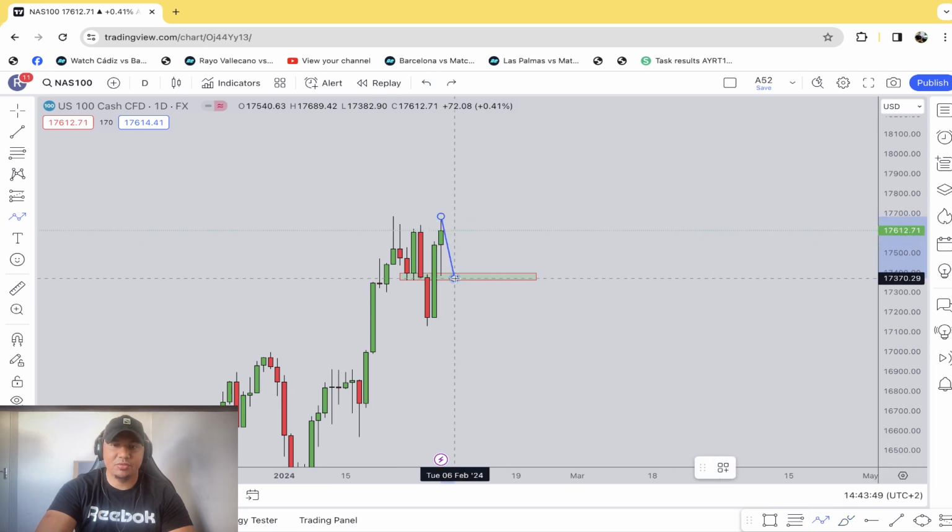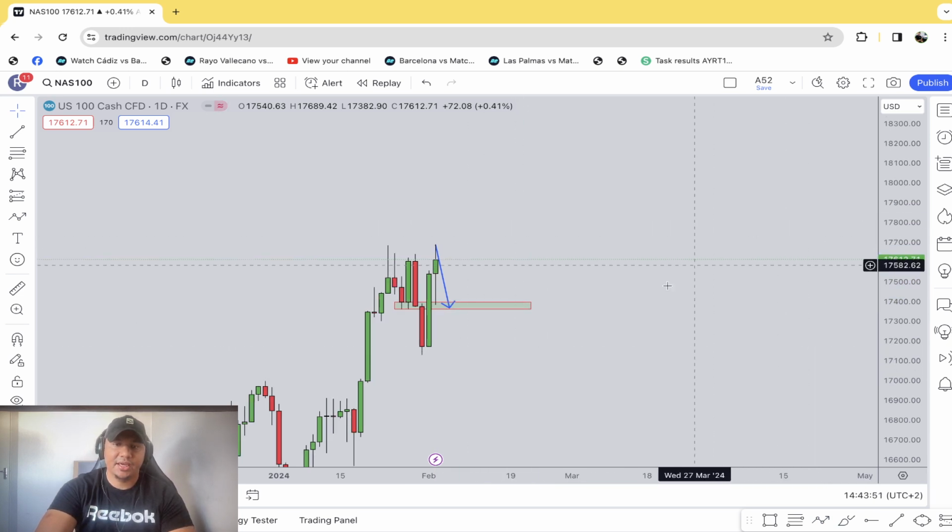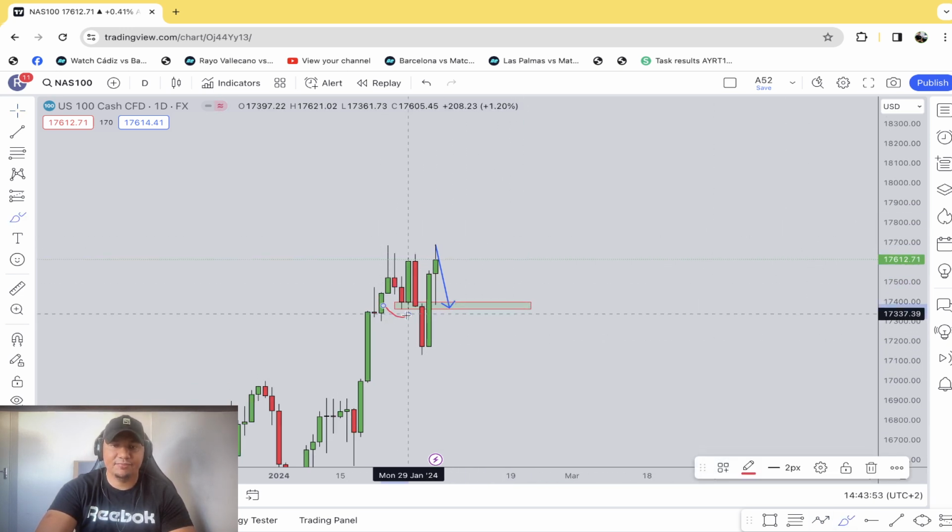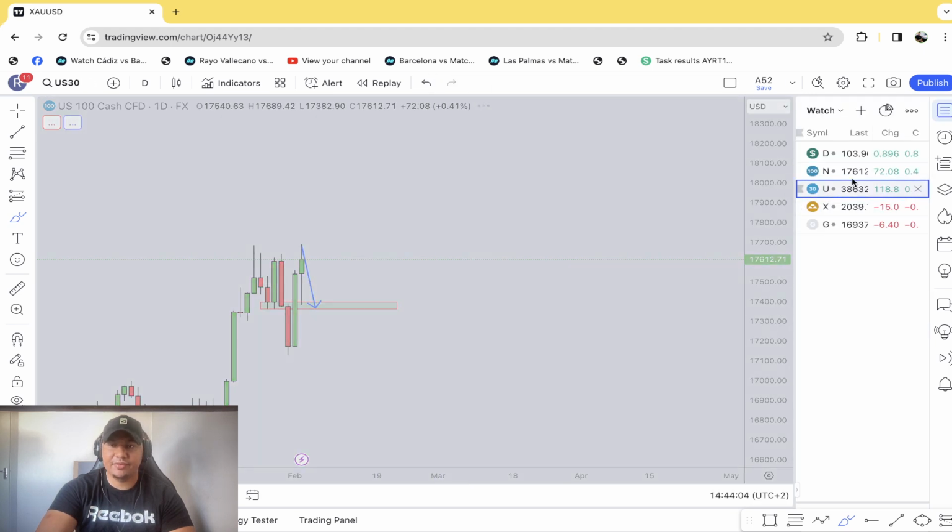I would anticipate this market to just pull back till there, and then from there we could potentially see an inverted head and shoulders pattern, or we could potentially break below support, test it as resistance, and then continue lower as well. Next up, we do have the Dow Jones.